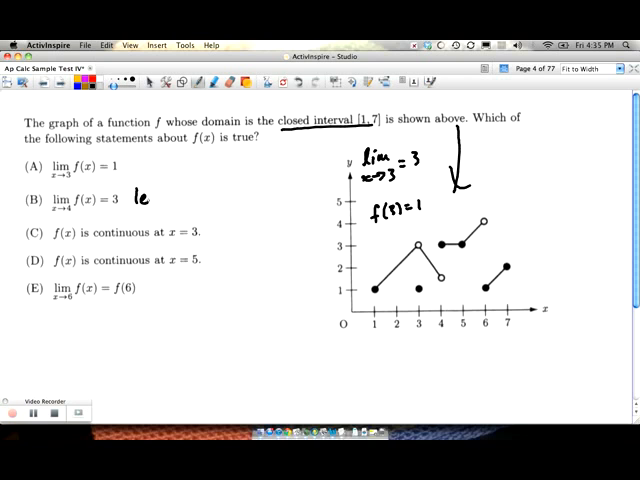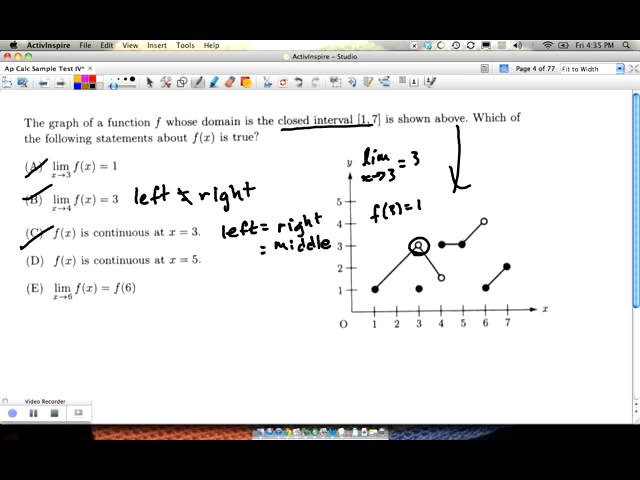That doesn't work because the left does not equal the right. So neither one of these, A or B, are true. f of x is continuous at x equals 3. No, to be continuous, the left has to equal the right, which also has to equal the middle. The limit coming from one side has to be the same as the limit coming from the other side, and you have to meet in the middle. Got to fill the hole.